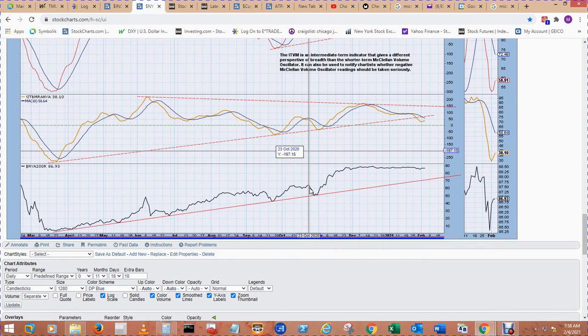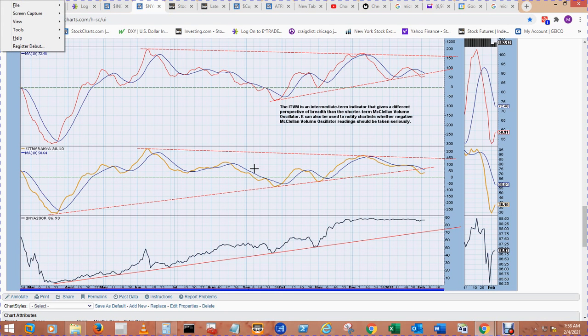Helped us here. Yeah, here's the intermediate term breadth model. Here we'll turn the inspector up. So let's see if it went below 0.2. So yeah, once the McClellan oscillator was below 0, the ITVM went below 0, and the intermediate term breadth model went below 0. So yeah, that's a pretty good indication of a downdraft.